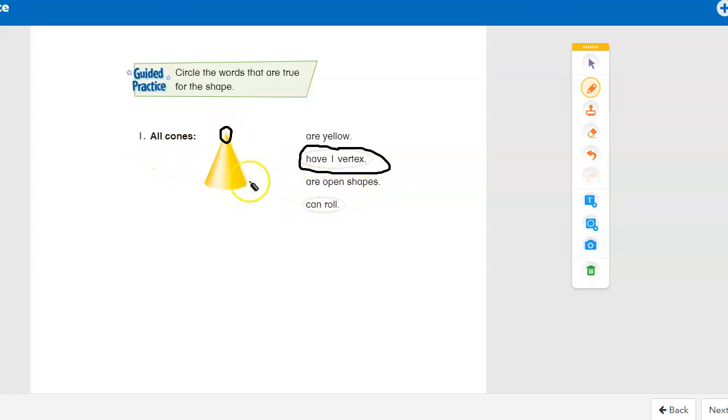What about all cones can roll? That statement is true as well. You could roll a cone on its side and it would continue to roll. I like to think of a cone as an ice cream cone. Have you ever seen an ice cream cone? If you picture what this cone looks like and were to turn it upside down, if you were ever to roll an ice cream cone down a sidewalk, for example, it would roll. So that's how Mrs. Collier remembers it.